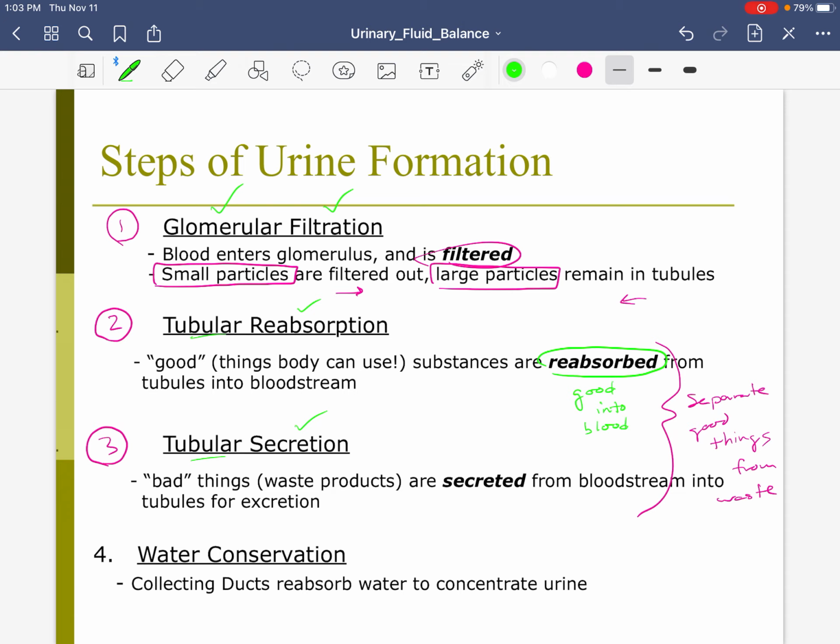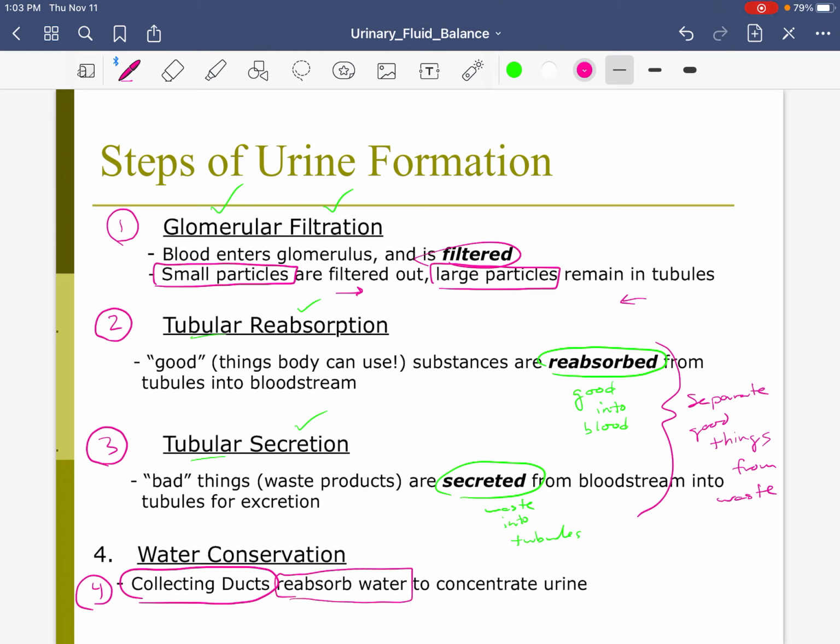reabsorb good things. And we reabsorb those good things into the blood, because the blood is going to stay in the body. So wouldn't we want to reabsorb good into the blood? Versus secretion. This is where we secrete waste products into tubules, because it is the tubules that are going to lead to the ureter, bladder, and can be peed out. Really important here. After the initial filtration by size, now in the tubules, we really separate the good things the body wants to keep, we reabsorb those, and we separate the waste products the body wants to get rid of. We put those into the tubules.